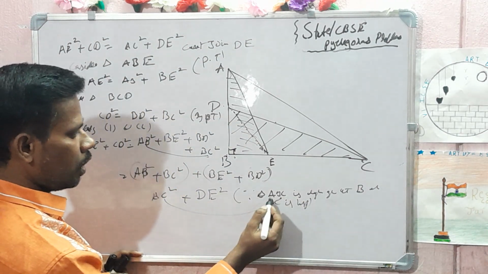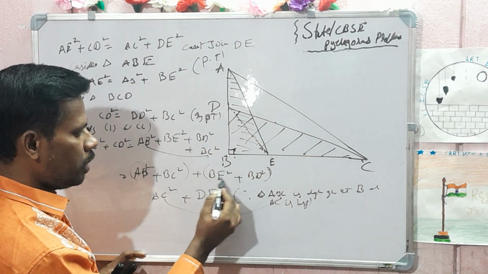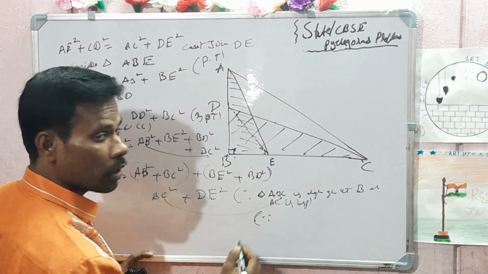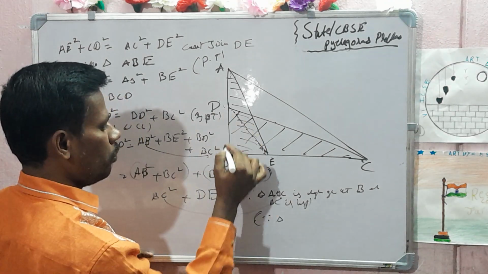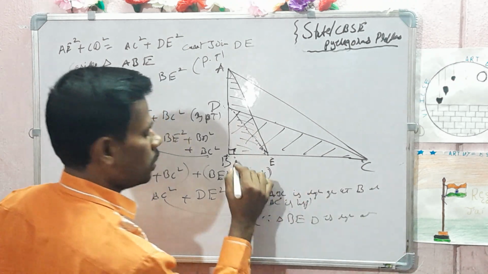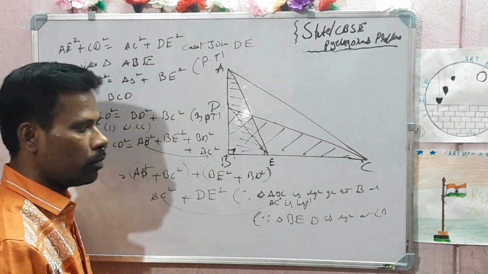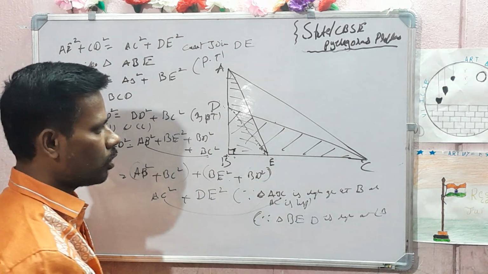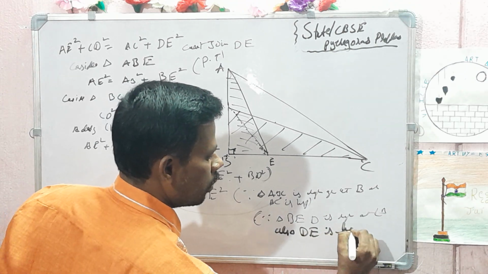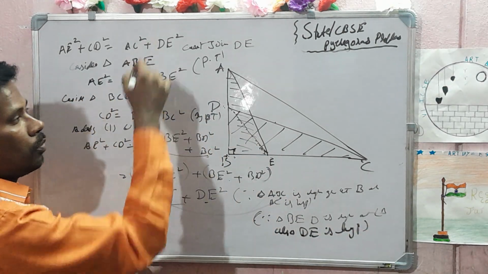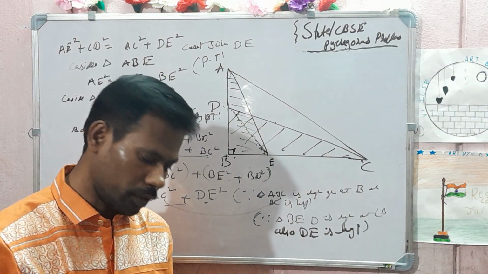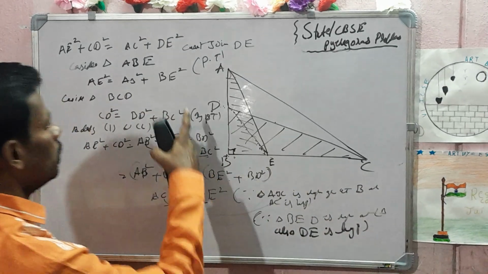Next, consider triangle BED. Now BE square plus BD square. Triangle BED is right angle at B. Also DE is hypotenuse. So there ends the problem. Very simple. But this is an important question. They may ask in exam. Please make a note of it. Is it clear?